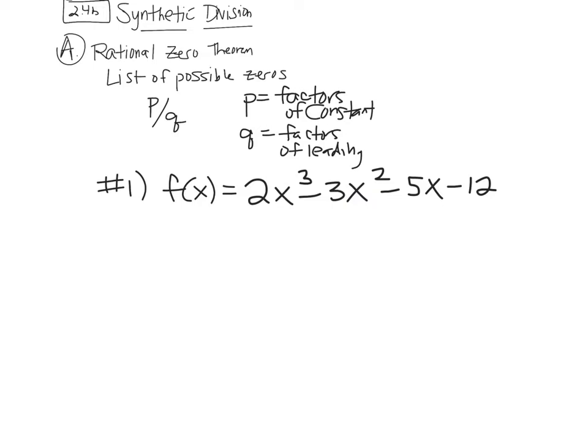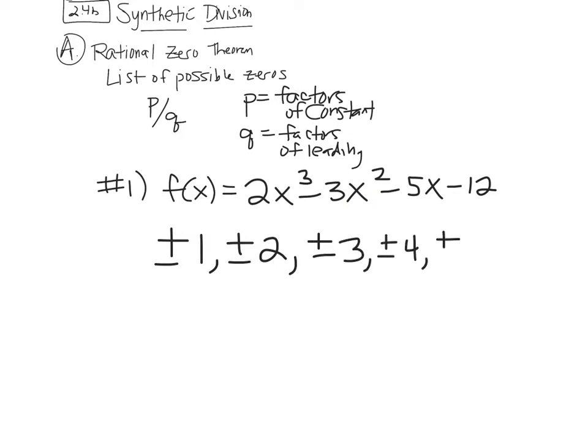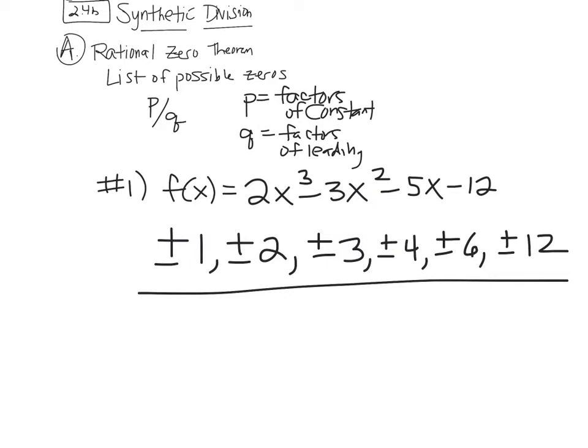So the factors of negative 12 will be plus or minus 1, numbers that go into 12, plus or minus 2. What else goes into 12? How about 3, 4, 6, and 12. And we're going to divide that by the factors of the leading coefficient. The numbers that go into 2 would be plus or minus 1, plus or minus 2. Now, I do not need you to split all of these up and write them all out. This is a fine answer for me.